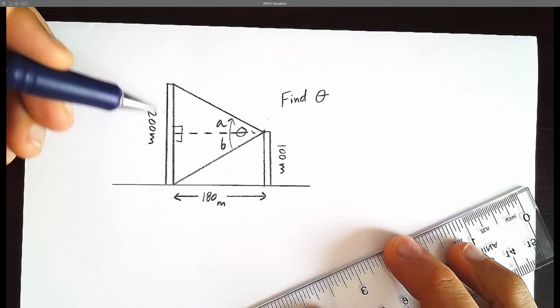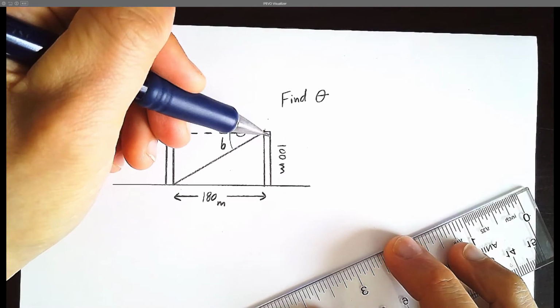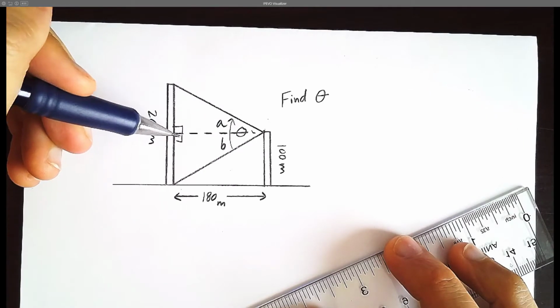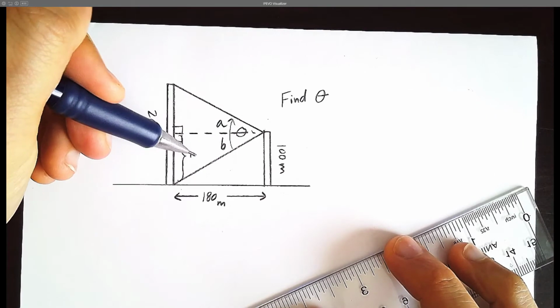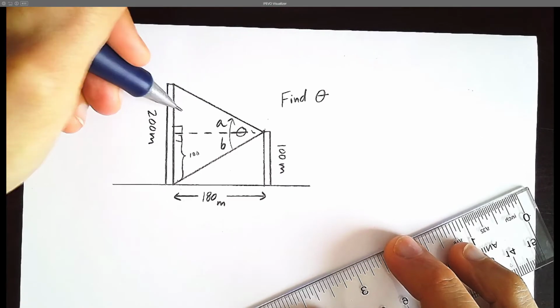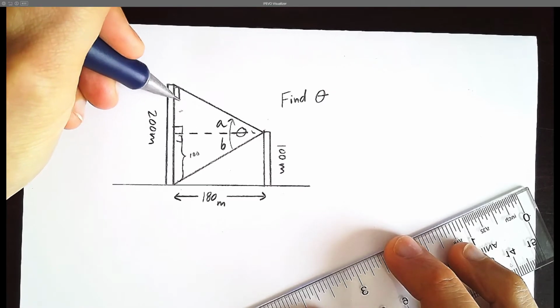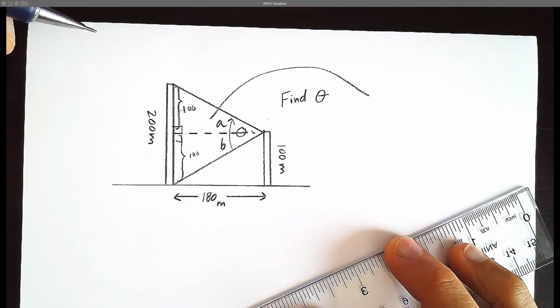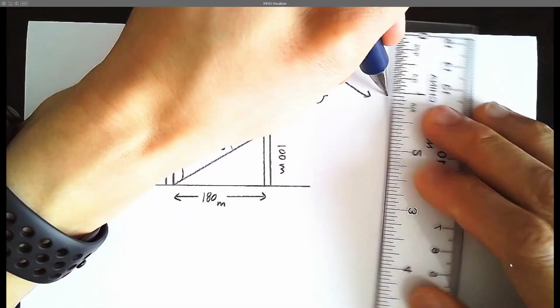This here is 200. 200 minus 100, if you slide this 100 over, from here to here is going to be 100. 200 minus 100 is going to be the leftover here, so this part here will also be 100. Let's draw this triangle on the side so we can focus a bit better.